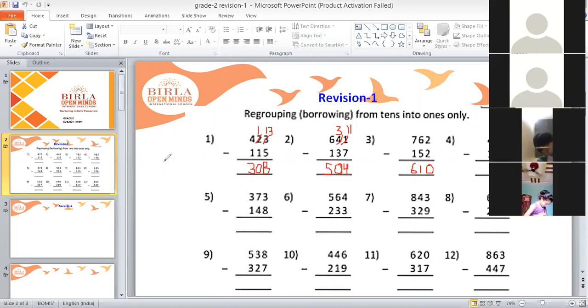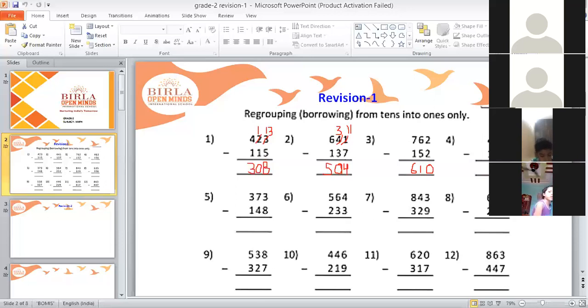Now, next fourth one. Ashita, you tell me the fourth one quickly. What is the question? 463 minus 156. Okay, fine. So now tell me what are the numbers in ones place? 3 and 6. So now tell me, is it possible to take away 6 from 3? No. So what we'll do? Borrow. From where? 6. Very good.